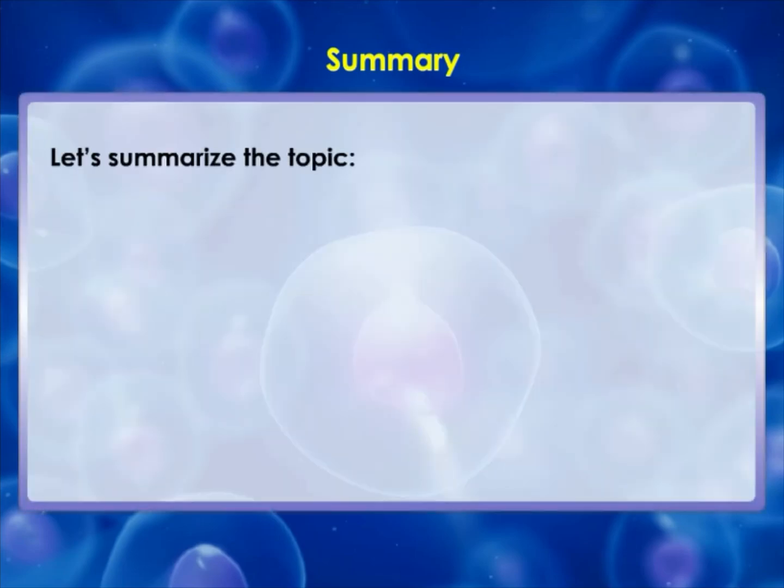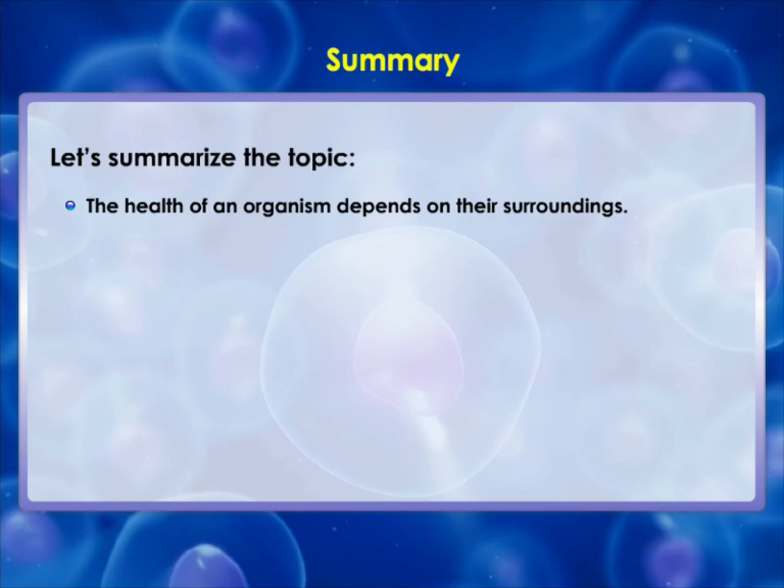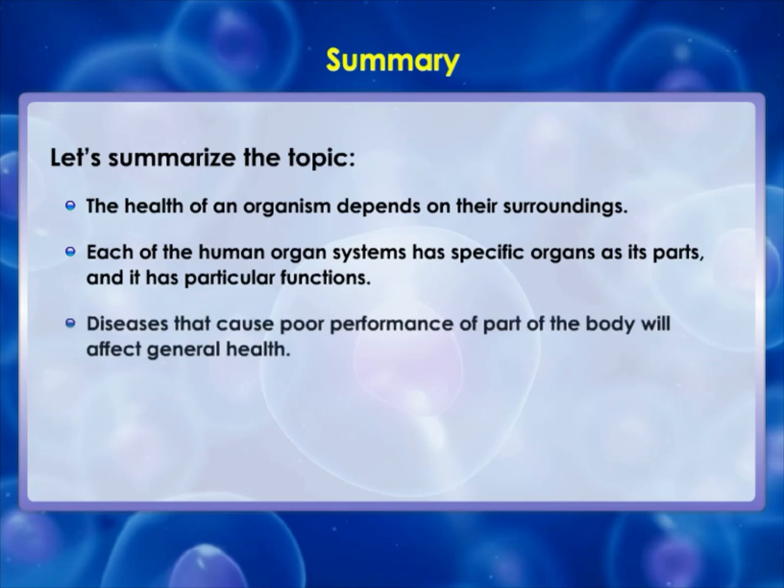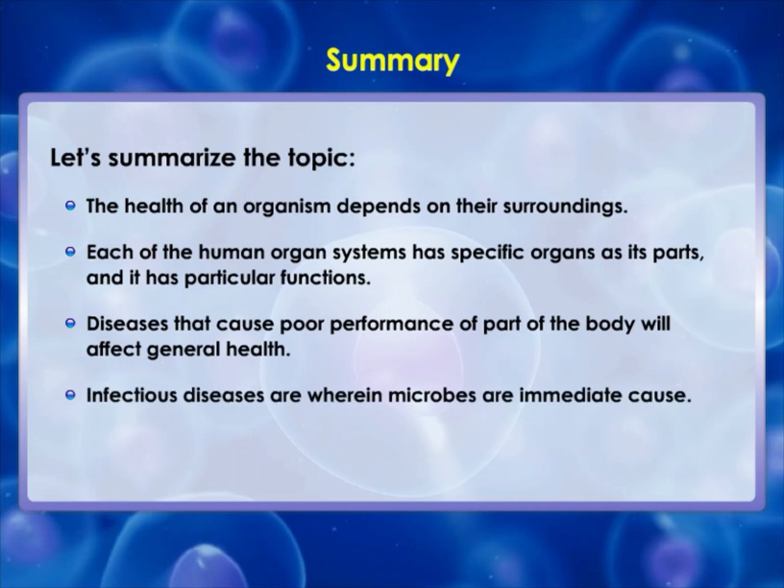Let's summarize the topic. The health of an organism depends on their surroundings. Each of the human organ systems has specific organs as its parts and it has particular functions. Diseases that cause poor performance of part of the body will affect the general health. Infectious diseases are those wherein microbes are the immediate cause.